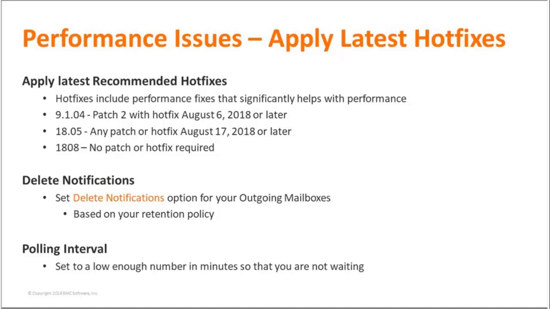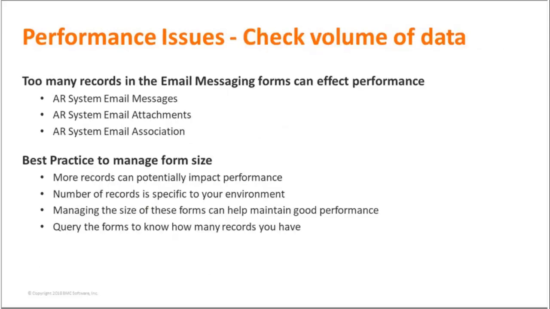There is a setting, I think Mike mentioned, that you can set to seconds or minutes. So depending on your environment, you can choose to set this to seconds and maybe set it to 15 or 30 seconds. The common issue with performance is that there's simply too many records in the email messaging forms, and that can affect performance. The email messaging forms are the AR system email messages, AR system email attachments, and AR system email association forms.